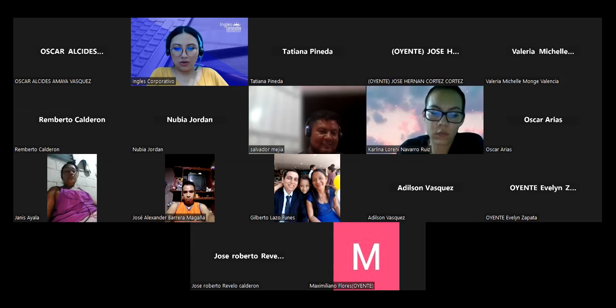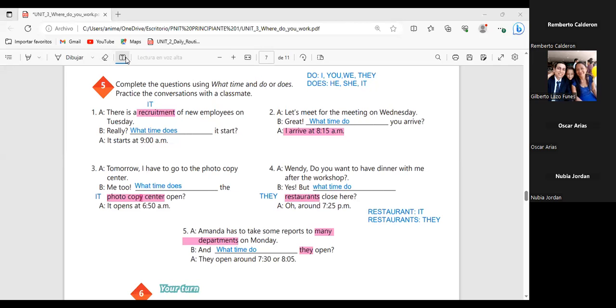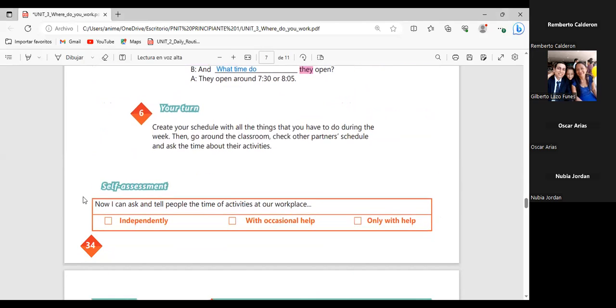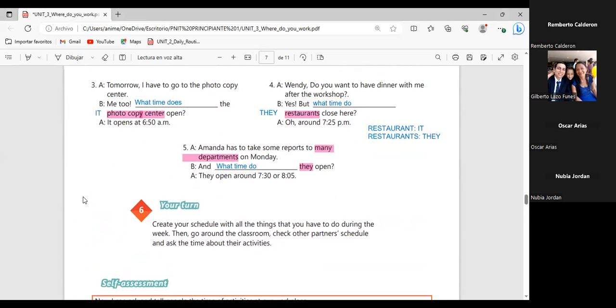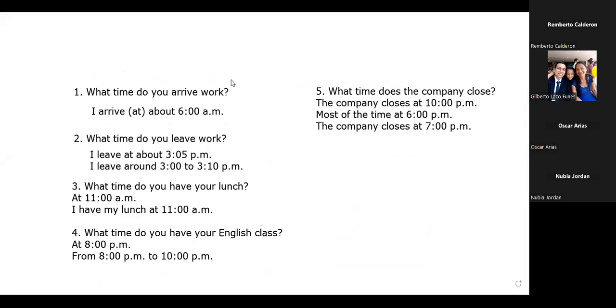So let's continue with the questions using what time. If you see, here we have some extra exercises that we are going to present in today's class. Este ya lo hicimos. Y nos quedaba pendiente el uso de 5 preguntas, ¿sí? Preguntas con información personal. What are we going to do? You are going to practice with the help of your classmates by giving your personal information. How many questions are you going to complete or to answer?